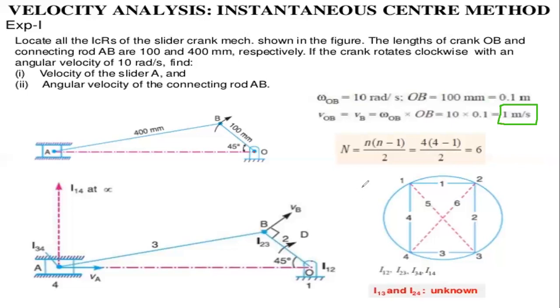Therefore we substitute this in the formula. We know the formula, capital N is equal to small n into n minus 1 by 2. Substituting the values, 4 into 4 minus 1 by 2, we get 6. That is, the total number of instantaneous centers is 6.